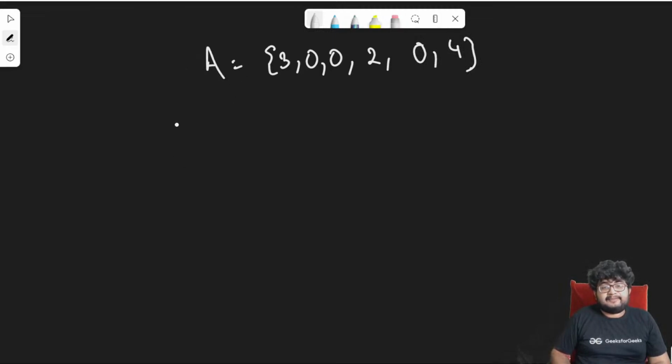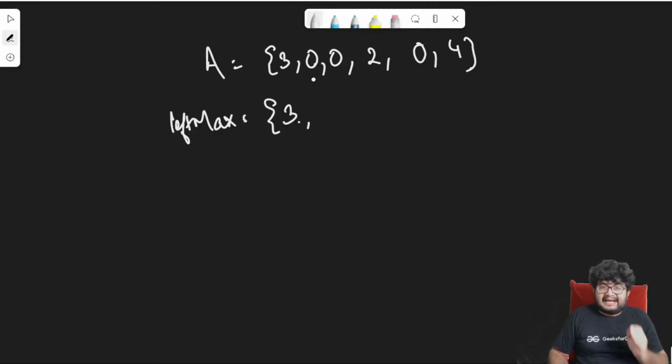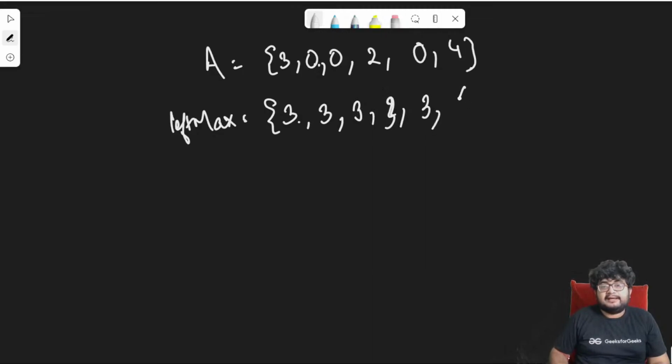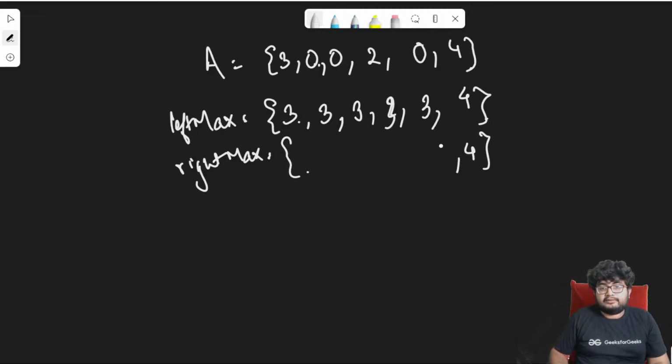Okay. What is left max? 3 at index 1. It will be the maximum till index 1, right? So what is the maximum till index 1? 3 only. Again 3, it will remain 3, it will remain 3. Here it will become 4. This is left max. What is the right max? We will compute from the right hand side. So it will be 4, 4, 4, 4, 4, 4. Everything will be 4.